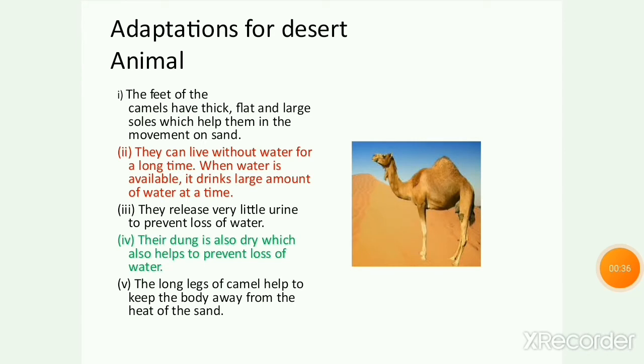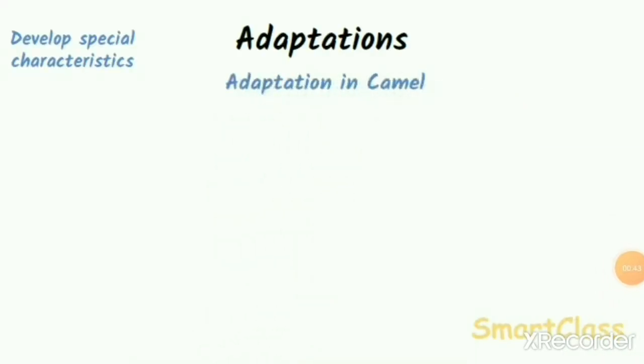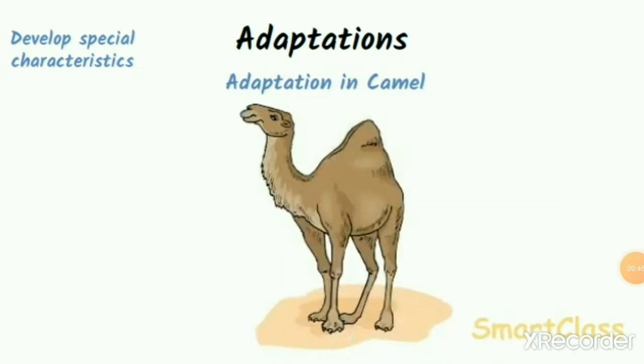So, first we will discuss adaptations in desert animals, for example, camel. Adaptation in camel. Camel lives in hot desert where the water is less. The body structure of a camel helps it to survive in desert conditions. Camel is adapted to live in desert because of its following special features.